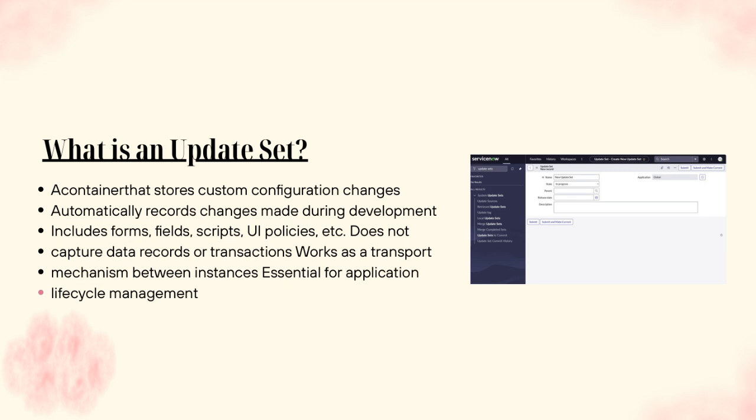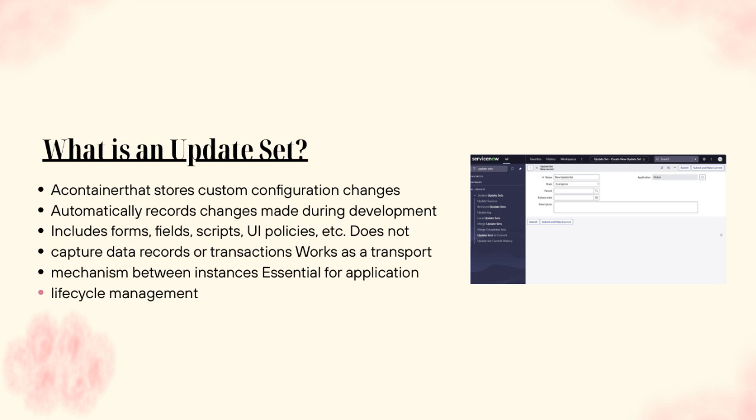Think of it as a transport mechanism between different instances, like moving your customizations from a development environment to testing or production. It acts as a container that stores all those configuration changes, making it easier to manage and deploy updates. So when we ask, what is an update set? It's a crucial tool in application lifecycle management.